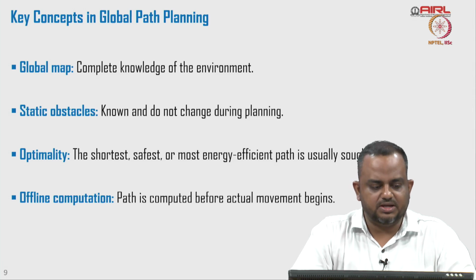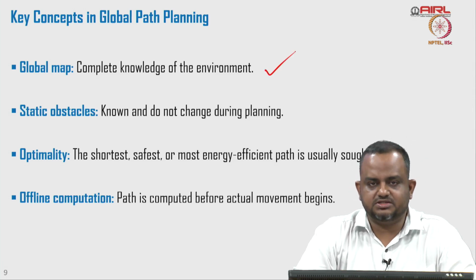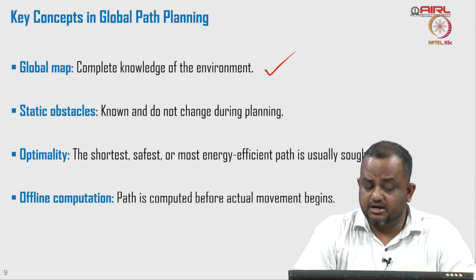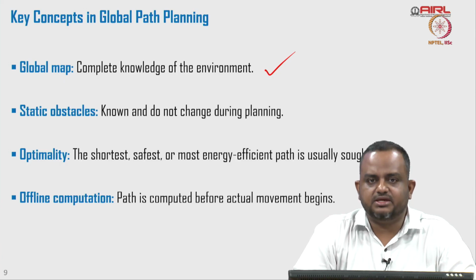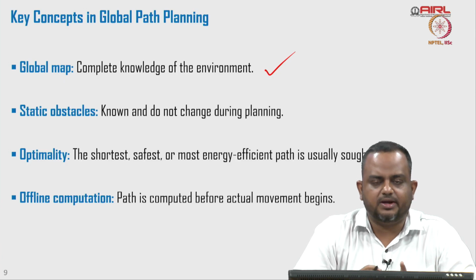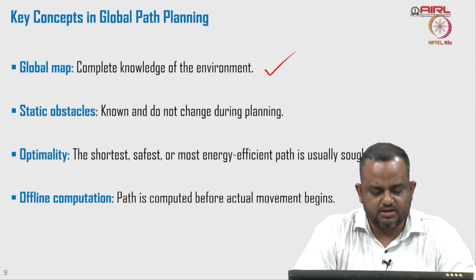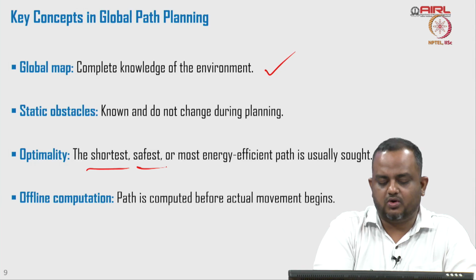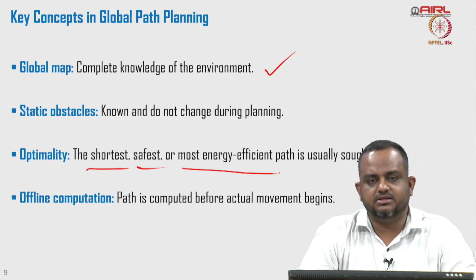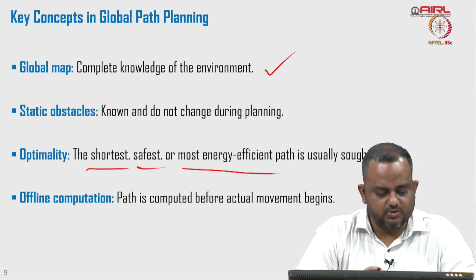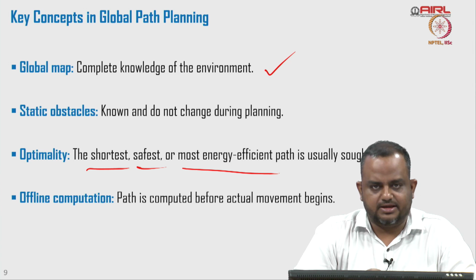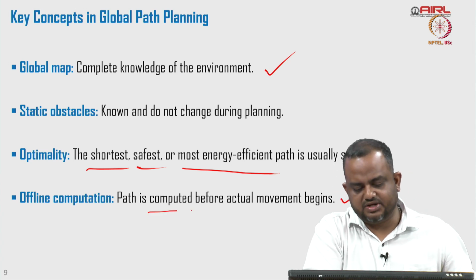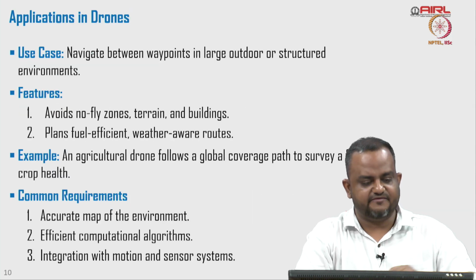Key concepts in global planning: complete knowledge is required about the environment. Static obstacles are assumed, that is why in a known map we know where the static obstacles are. Optimality: it tries to find the shortest, safest or most energy efficient path, and it is done offline, not as a real-time computation. So, the path is computed before the actual movement begins, fine.